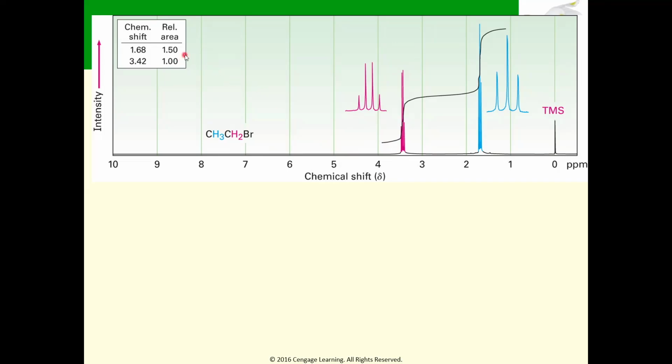And if you need further proof of that, you go to the integration. So this first peak at 1.68, it would generate a relative peak area of 1.5 to 1 versus the peak at 3.42. Now remember, we can just multiply these times a factor if we want to, and it might make more sense if we do. So if we just multiply that times 2, then we get 3 hydrogens to 2 hydrogens. Okay, and that's what we said. So this stands for 3 hydrogens. Okay, and this stands for 2 hydrogens based on the integration.